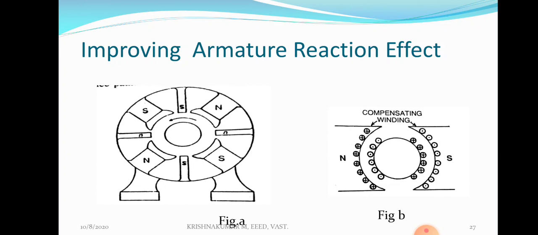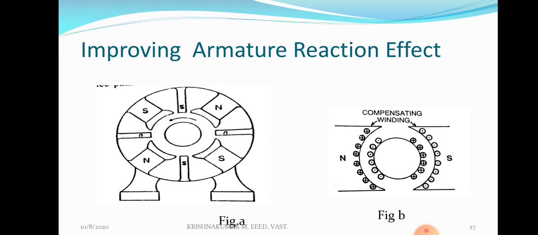In the same manner, in the pole shoe of the south pole, we can see a compensating winding. Under the influence of the south pole, some other armature conductors are there. The direction of current flow through the armature conductors under the south pole is opposite to the direction of current flow through the compensating winding of the south pole. The same current is flowing through both, but the directions are different. Therefore the flux produced by the compensating winding and the flux produced by the armature are equal in magnitude and opposite in direction. They are cancelling each other, so the resultant flux remains constant. That means the main flux is there.